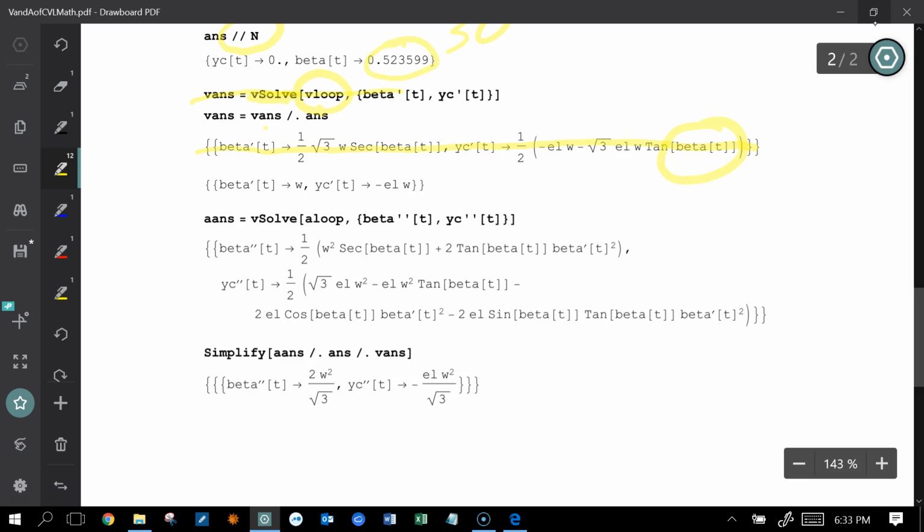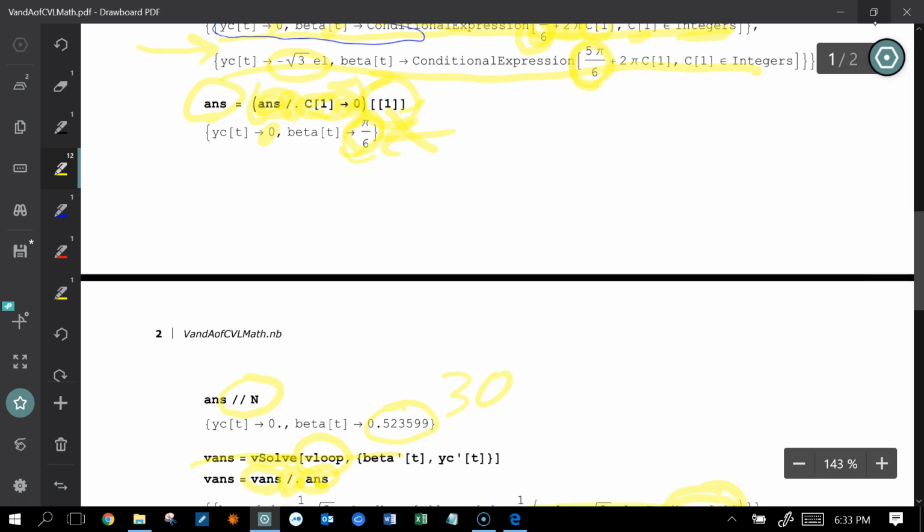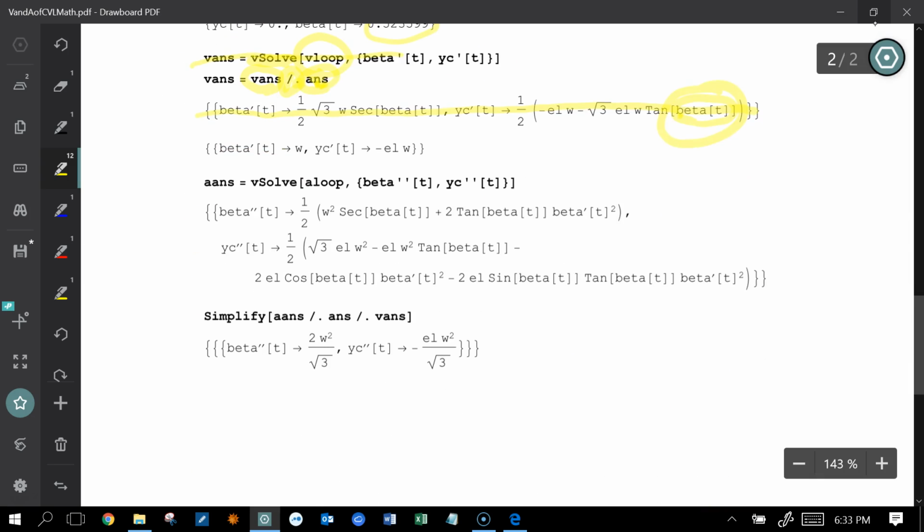I say, give me the velocity answer, the VANs, substitute in the answer. So take the no dotted answer and substitute those values into the velocity. Everywhere it sees a beta, it's going to put in pi over 6. Here's another one, it'll put in pi over 6 there. It takes the secant, takes the tangent, does all this stuff, and here's your simple solution right there.